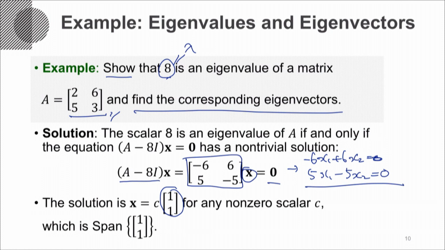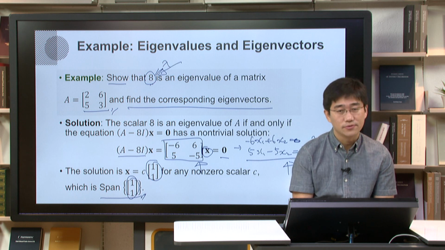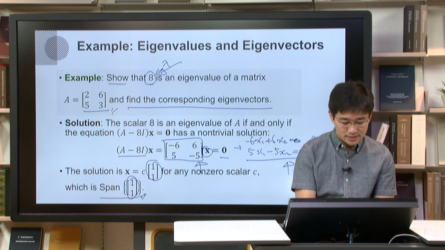And its scalar multiples will also be solutions. For example, (2, 2), (3, 3), or (-1, -1) will all satisfy these two equations. So in this case, the null space of this is the span of a single vector. That is, the eigenspace containing all the possible eigenvectors corresponding to this eigenvalue is the subspace spanned by this vector.